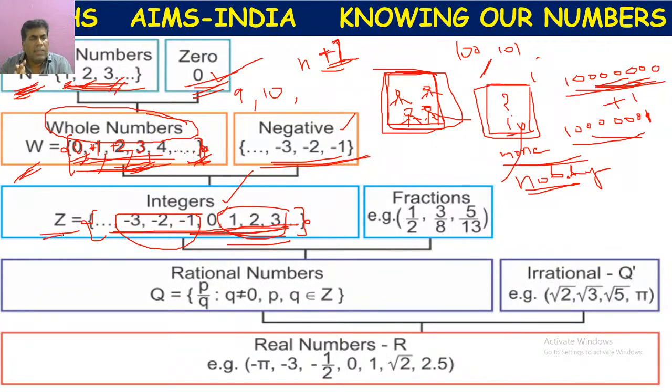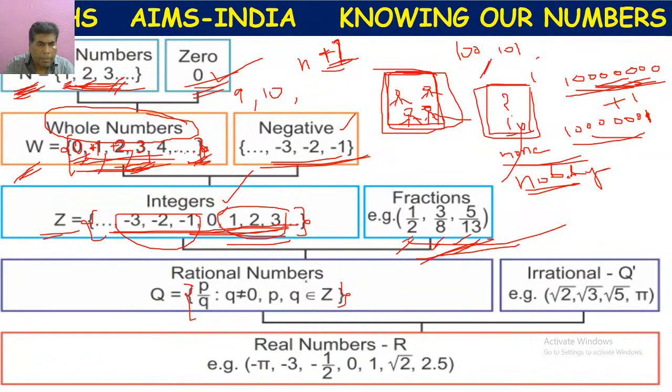So here, what is the set of integers? The set of integers consists of 0, positive numbers, and negative numbers. But in integers also, there is no place for fractions like 1/2, 3/8, 5/3. For these kinds of numbers, there is no place in integers. So to integers, they have added fractions also, and they have framed one more system called rational numbers.